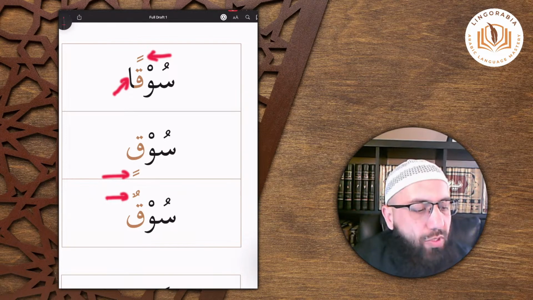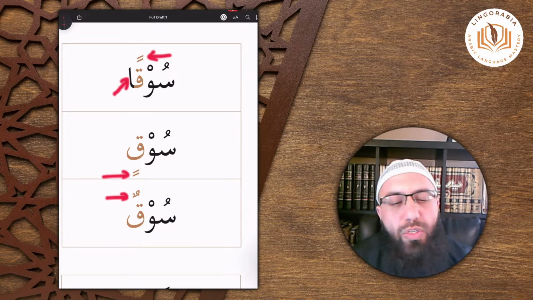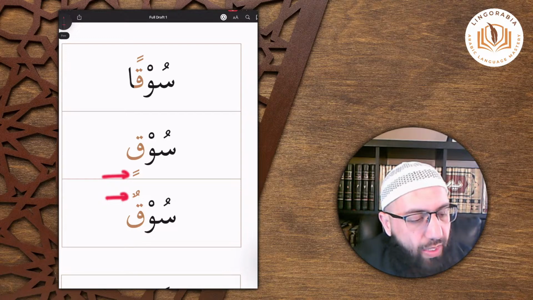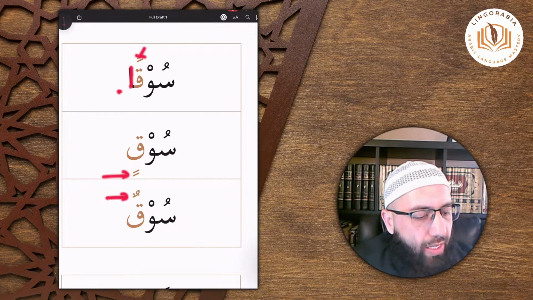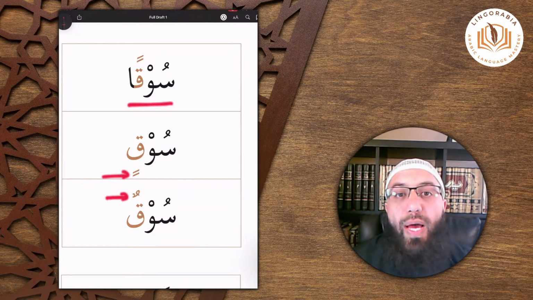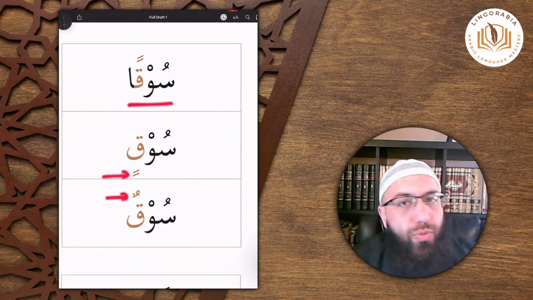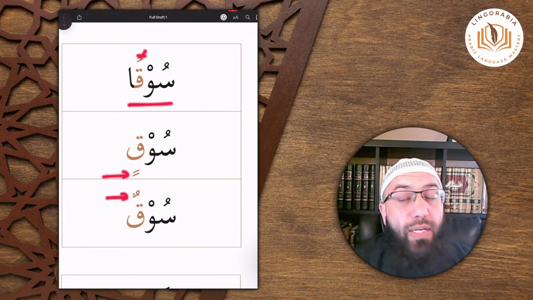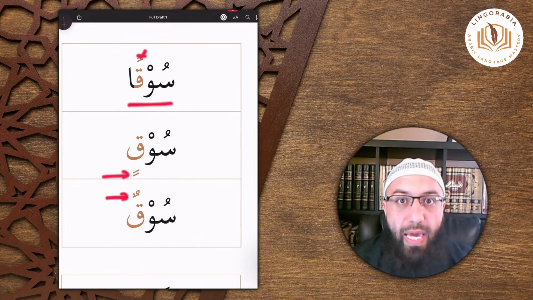Now the purpose of this alif is that when you have a full stop, guys, you drop the tanween and you read the alif. So in the first situation, you say suqan. Now I pronounce the non-vowel noon. But in the second situation, you drop this and you say suqa.